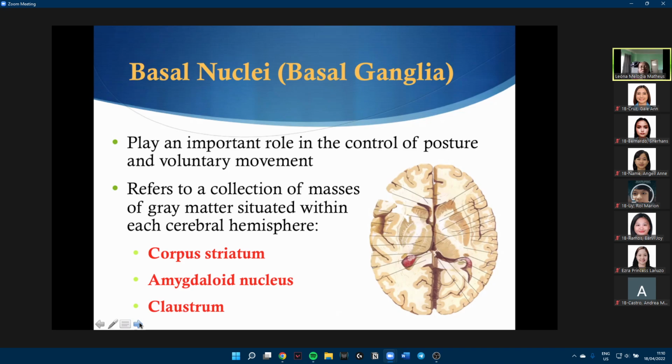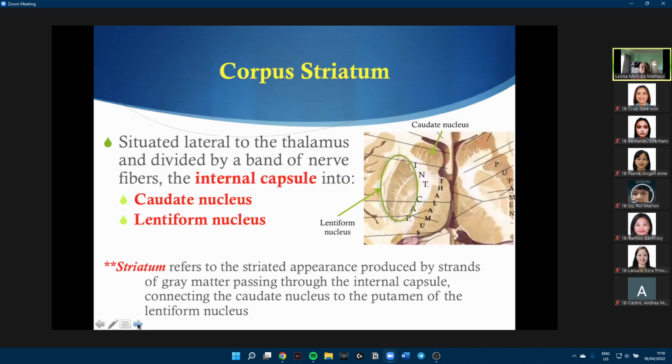Okay? So these structures play an important role in controlling posture as well as voluntary movement. And they include the following structures: your corpus striatum, the amygdaloid nucleus, and your claustrum. So let's take up first the corpus striatum.